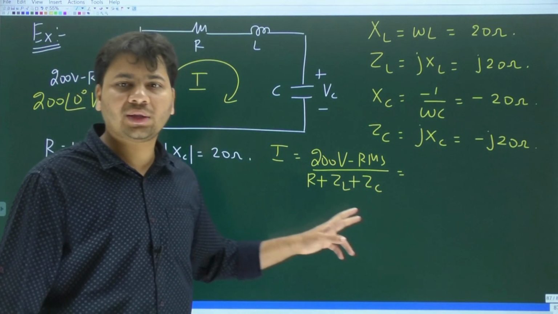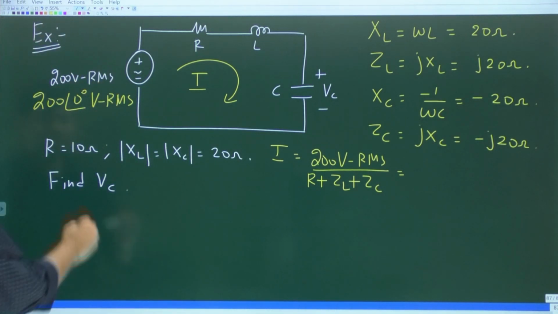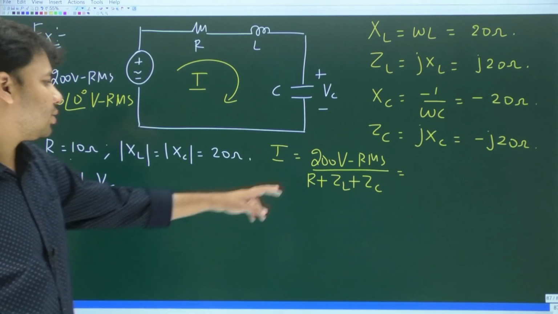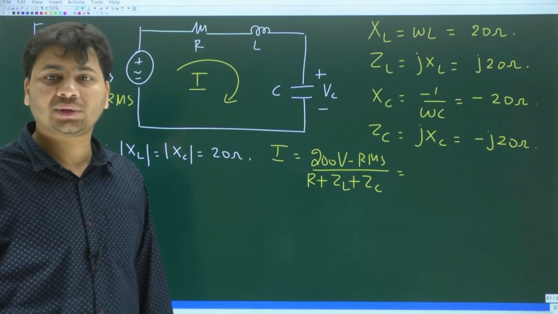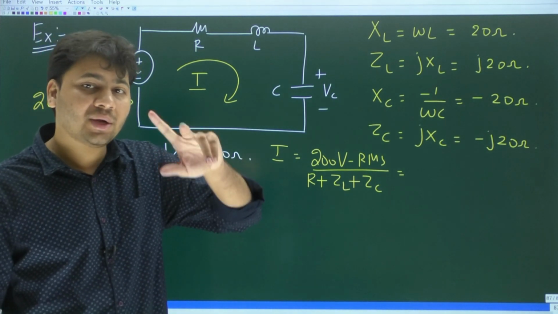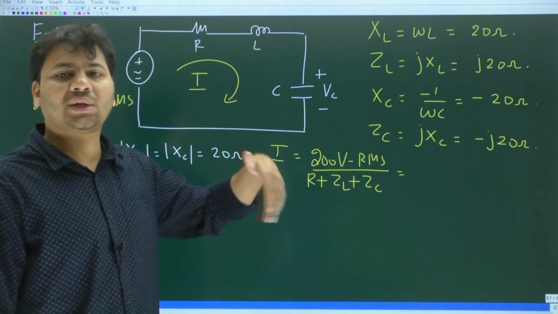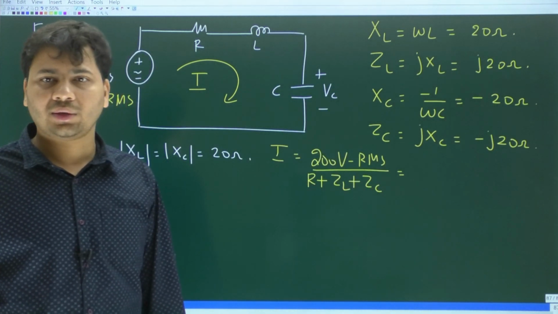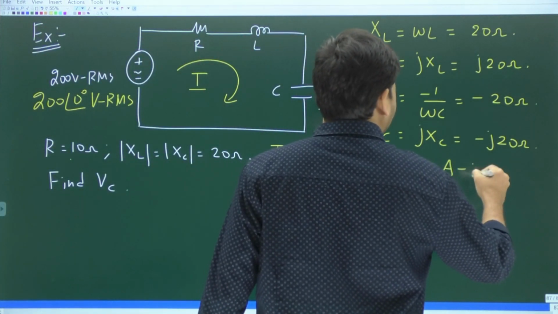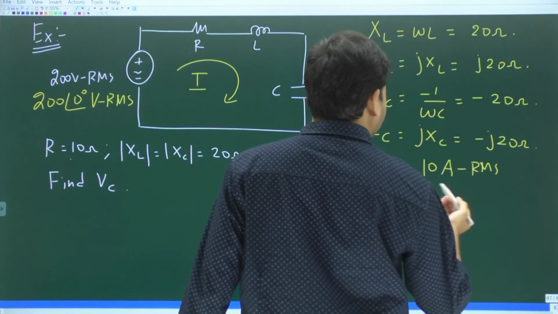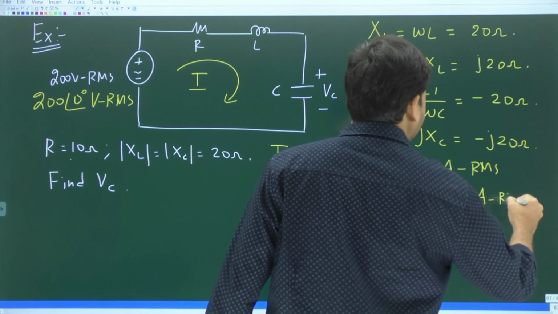So what is the only thing that will remain in the denominator? It is just R, which is given as 10 ohms. So 200 volts RMS divided by 10 ohms is going to be 20 amperes. Is it 20 amperes RMS? Yes, because the voltage is in RMS terms, the resulting current is also in RMS terms. So this is 20 at an angle 0 degrees amperes RMS.